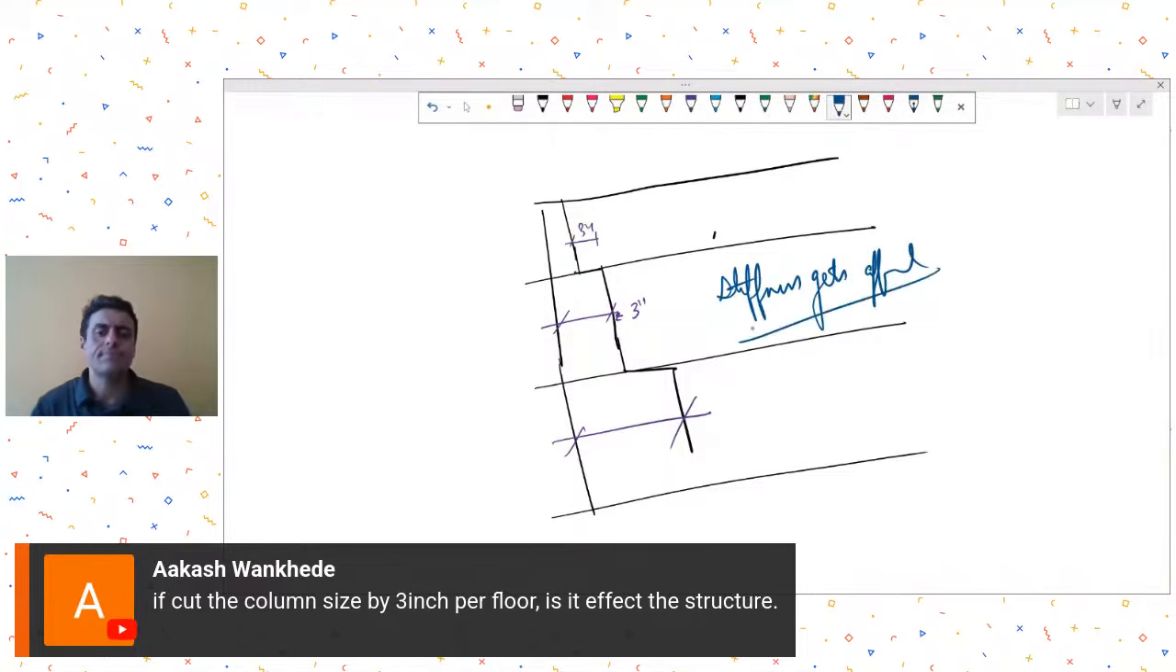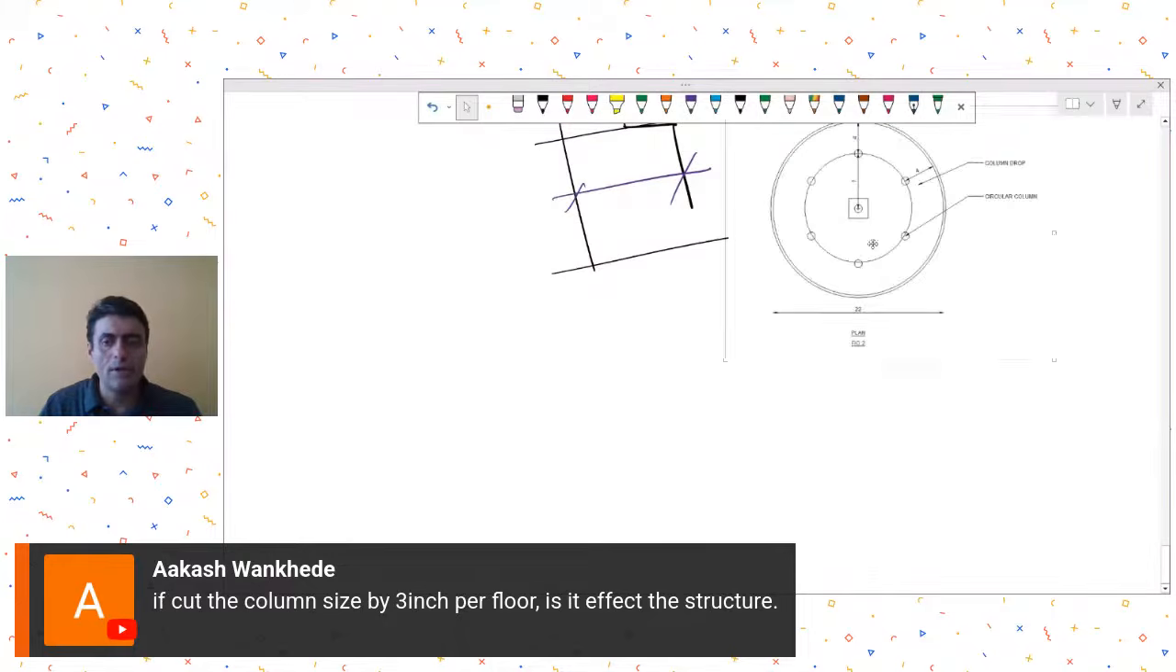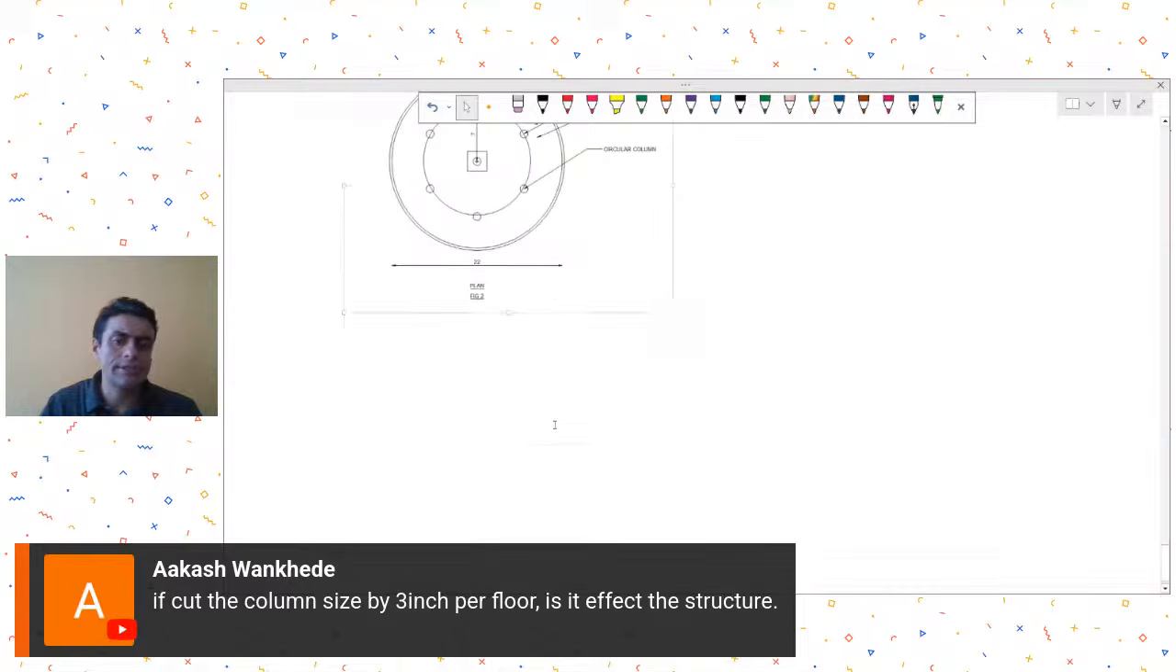Okay. Yeah. So if you are going to make changes in the sizes, you should model those changes in your main model also. You should make those size changes in your main model, and then your model will consider the changes in analysis based on those stiffness.